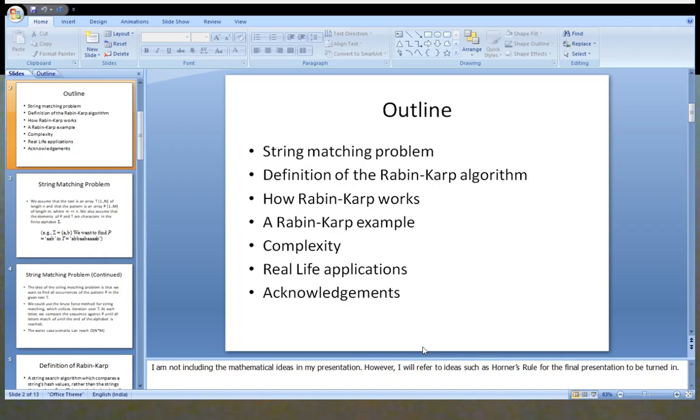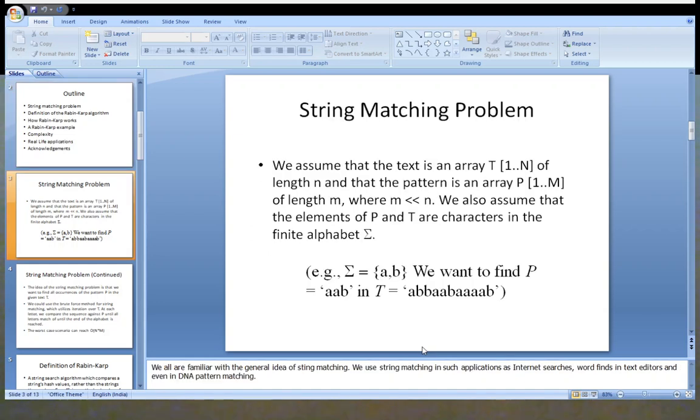And I shall take an example of Rabin-Karp and explain it to you. After that, I shall discuss the complexity, and after that, I shall discuss the applications of the Rabin-Karp algorithm. So I start with what actually the string matching algorithm is.